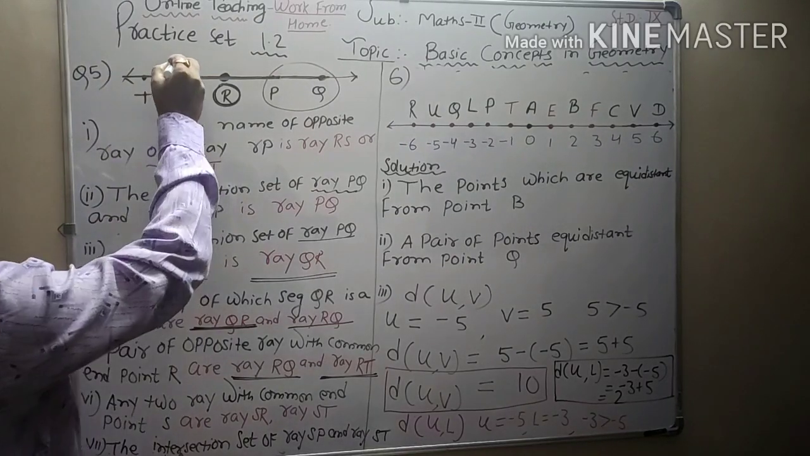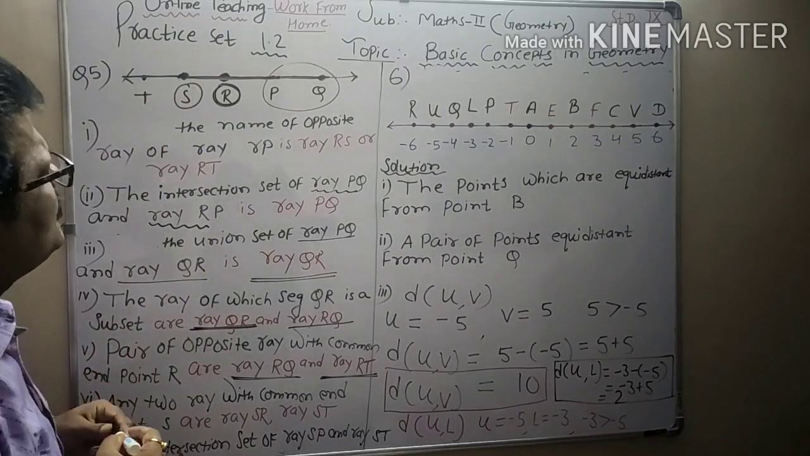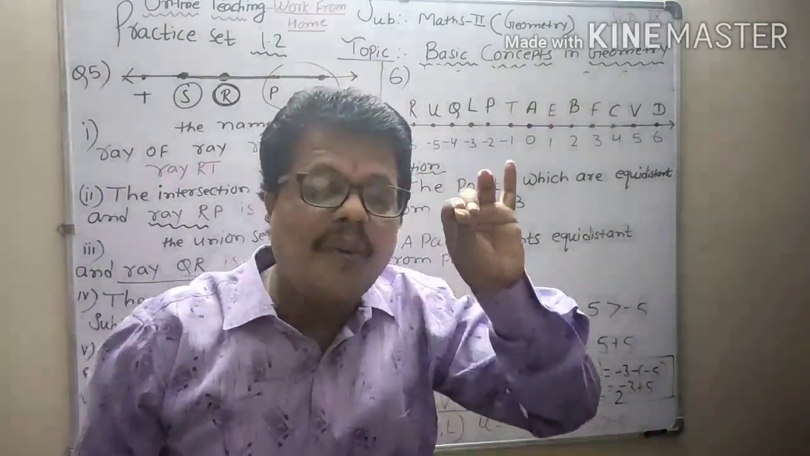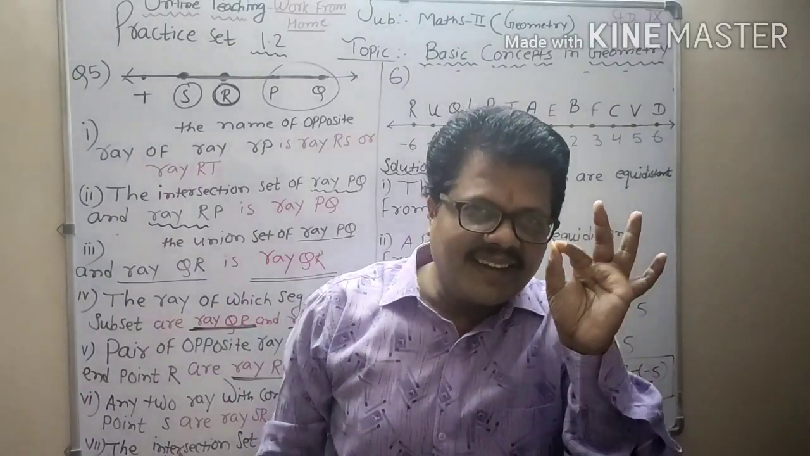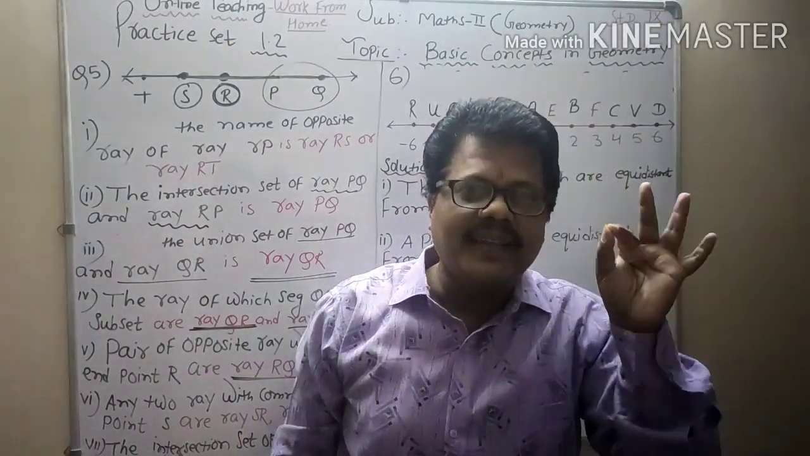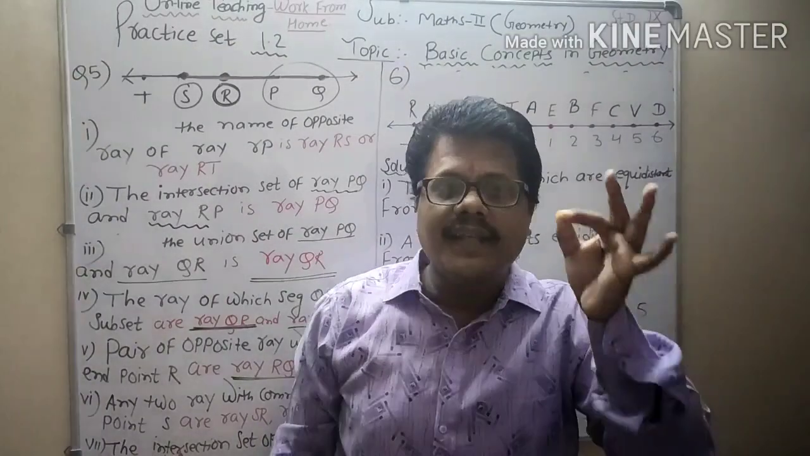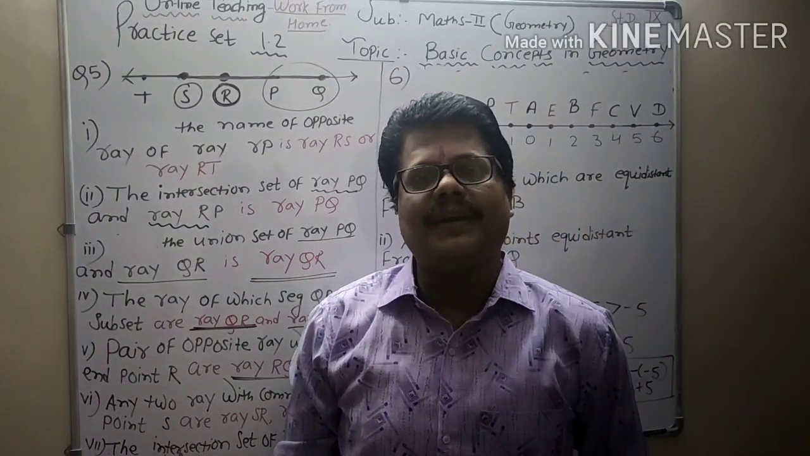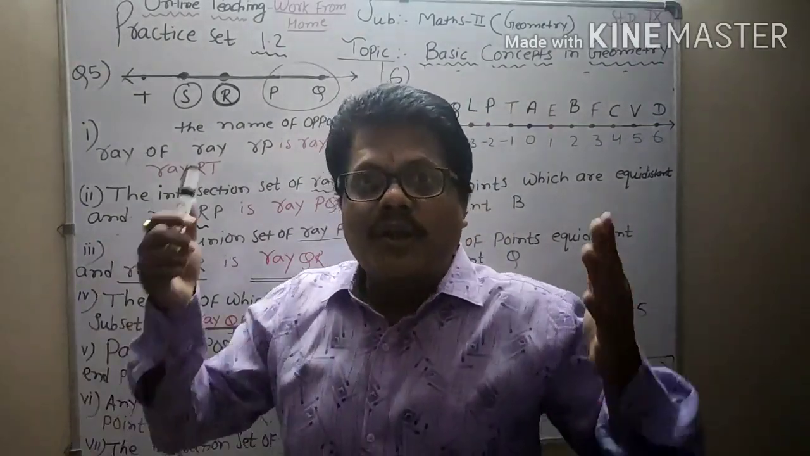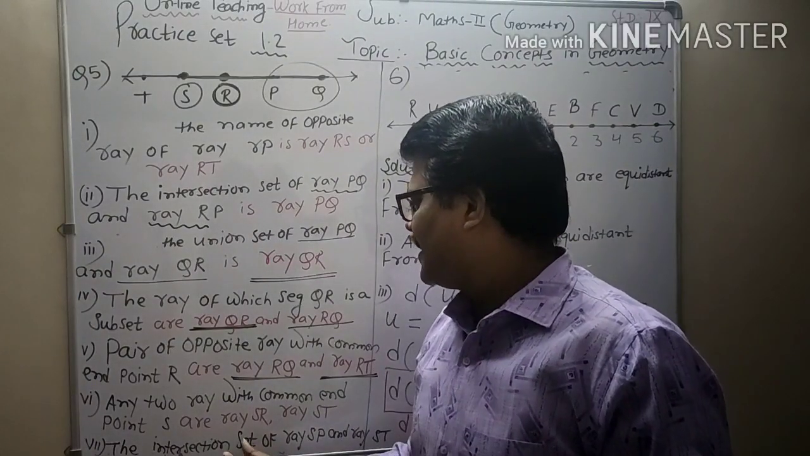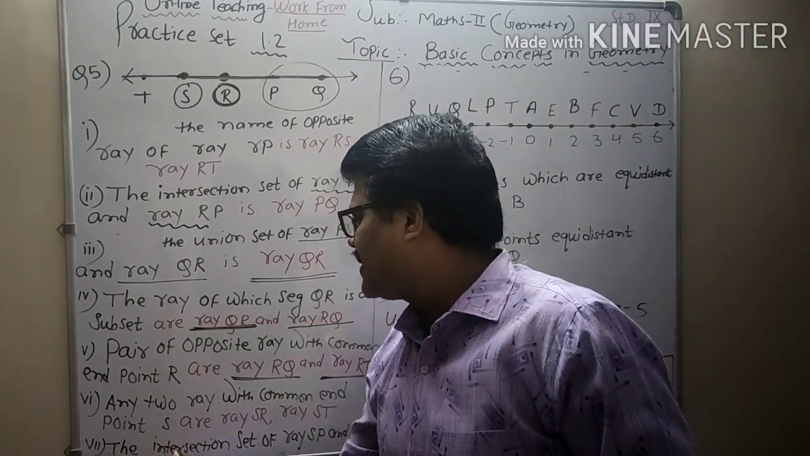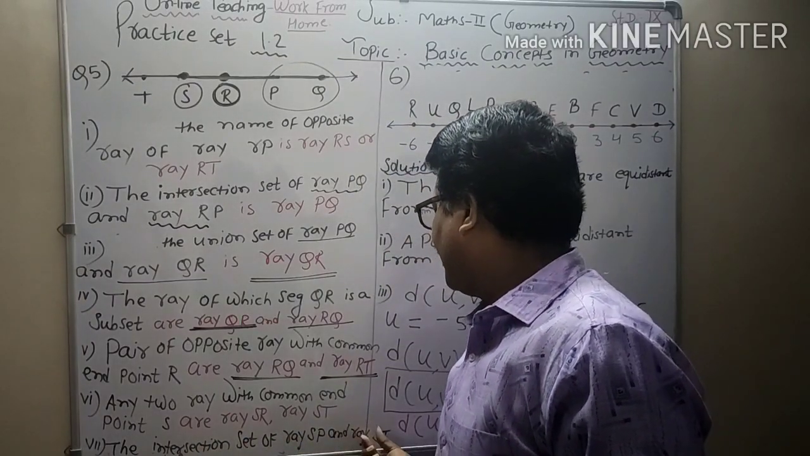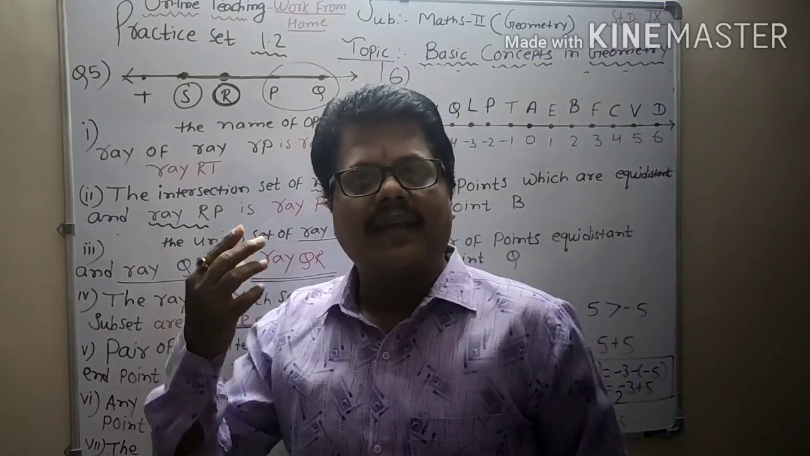Now my dear student, you have visualized that among these two rays, what is common? There is a common letter S. Letter S means a point. In my first lecture I explained that a point is represented by a letter of the English alphabet. So what is common between them? Common is intersection, and the intersection is point S. The intersection set of ray SP and ray ST is point S.